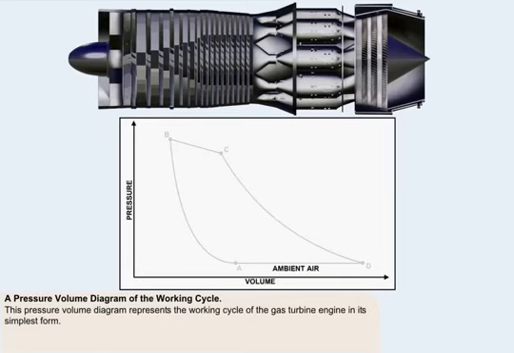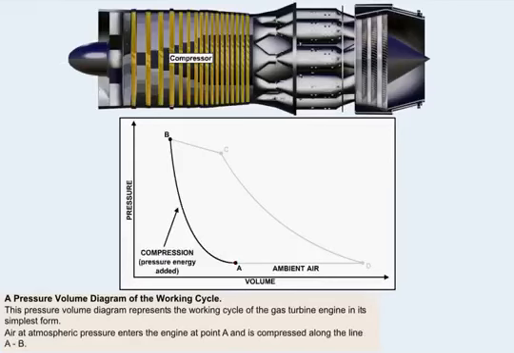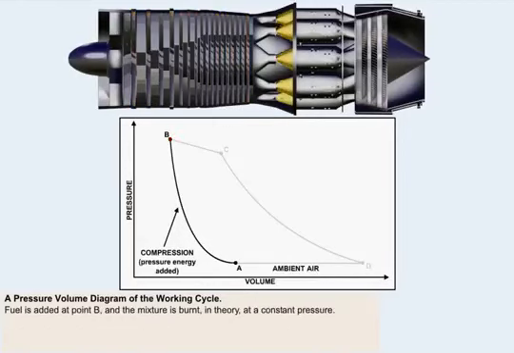The pressure-volume diagram shown here, otherwise known as the Brayton cycle, represents the working cycle of the gas turbine engine in its simplest form. Air at atmospheric pressure enters the engine at point A and is compressed along the line AB. Fuel is added in the combustion chambers, which is signified by point B, and the mixture is burnt, in theory at a constant pressure.